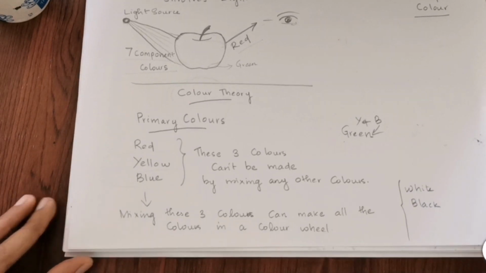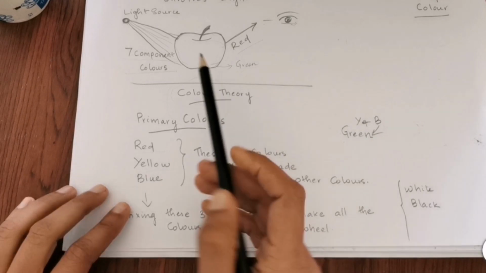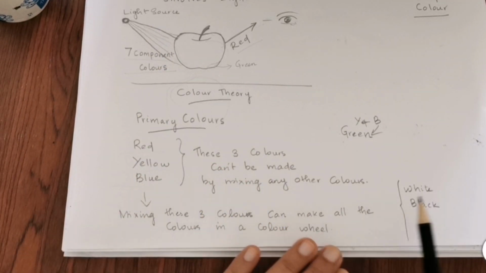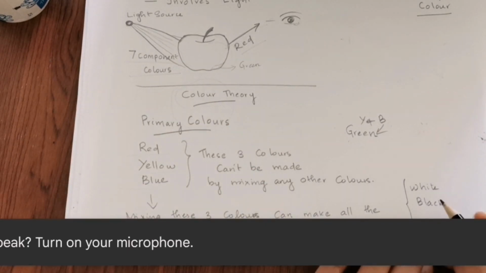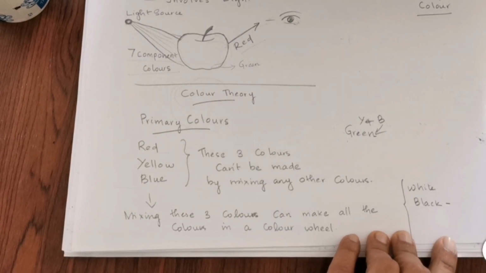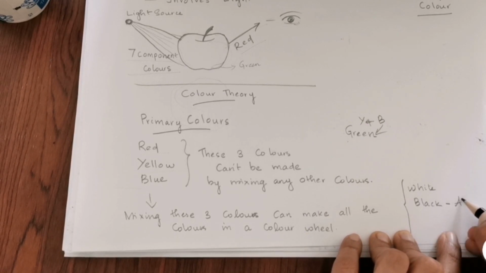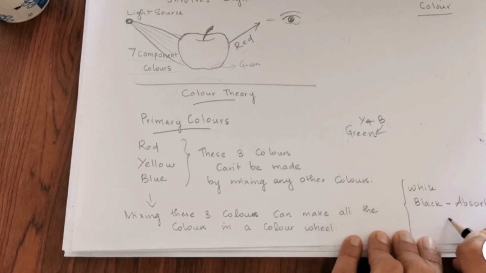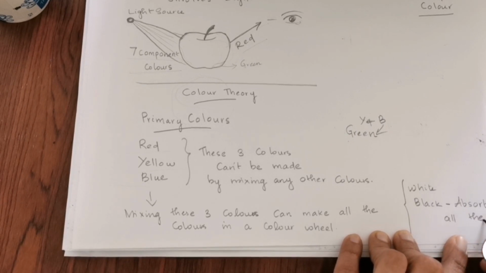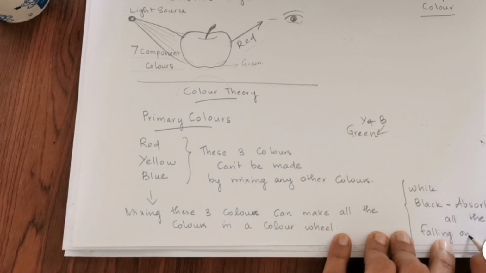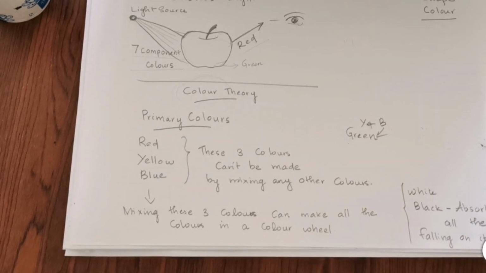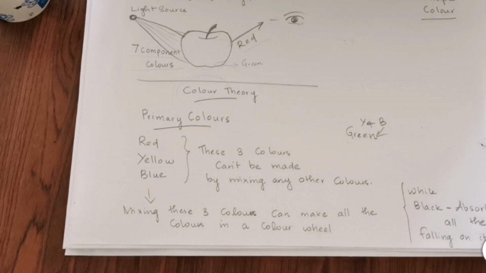Now let's discuss white and black. As we already said, in the visible spectrum of light there are 7 component colors. If this light spectrum is falling on an object, and that object is absorbing all the 7 colors or not reflecting any single color, such a surface will be visible to us as black. And if all the 7 colors are reflected, then it will be visible to us as white.